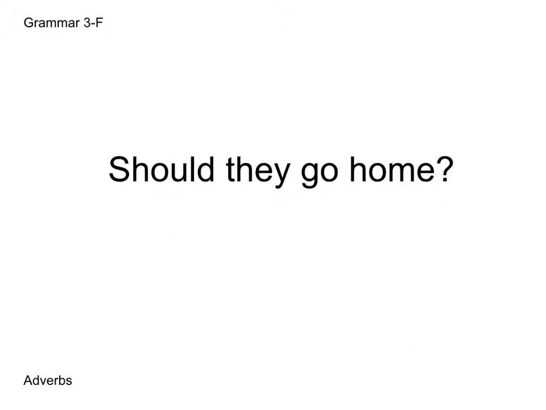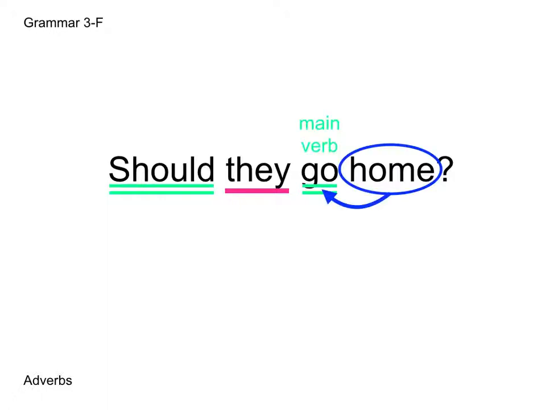but we are going to switch back over to the format given, which is the question, and we're going to identify the subject. So this one should be pretty straightforward. The subject is they, and then our verb phrase is should go, and home is describing where they should go. So we're going to circle it and draw an arrow, and remember we always draw the arrow to the main verb because it's describing the action of the sentence. So that's how you'll work with adverbs in this booklet.